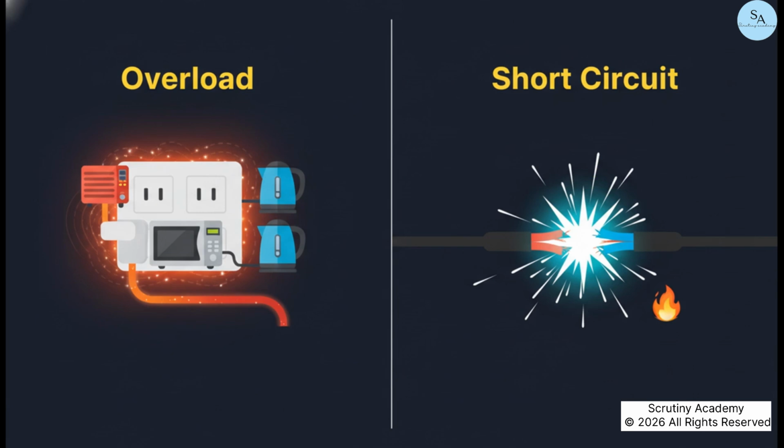Now, it's absolutely crucial to know the difference between an overload and a short circuit. An overload is a too-much-stuff-is-turned-on problem. The wires get hot, but it's usually kind of a slow process. A short circuit is a completely different animal. That's a catastrophic failure. It happens when the live wire accidentally touches the neutral wire, creating a super low resistance shortcut. Ohm's law tells us if resistance plummets, the current skyrockets to an insane level instantly. That causes sparks, melting, and is a major, major fire risk.